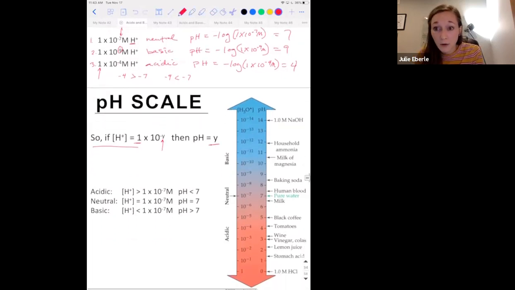So now, instead of saying, well, if my H plus concentration is greater than this or that, now we can just say pH is neutral if it's 7, it's acidic if it's less than 7, and it's basic if it's larger than 7. That's so much easier, right? So much easier way to define things.